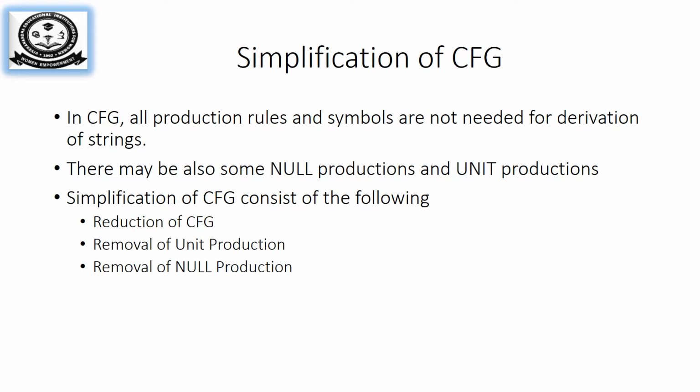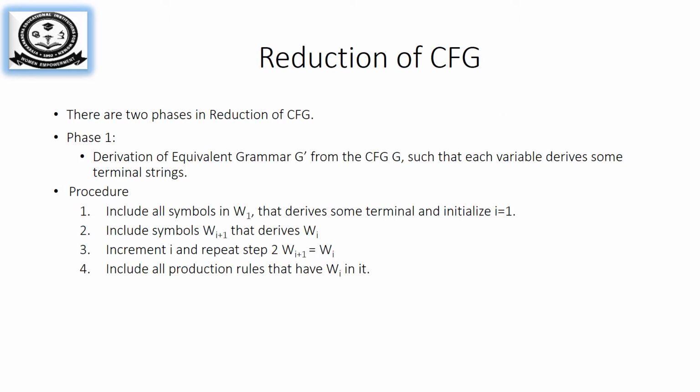The simplification of context-free grammar consists of the following process. One is reduction of context-free grammar. Another one is removal of unit production, and the third one is removal of null production. Today we will see only the reduction of context-free grammar. You are going to identify the unwanted production rules and unwanted terminal symbols that are available in the context-free grammar.